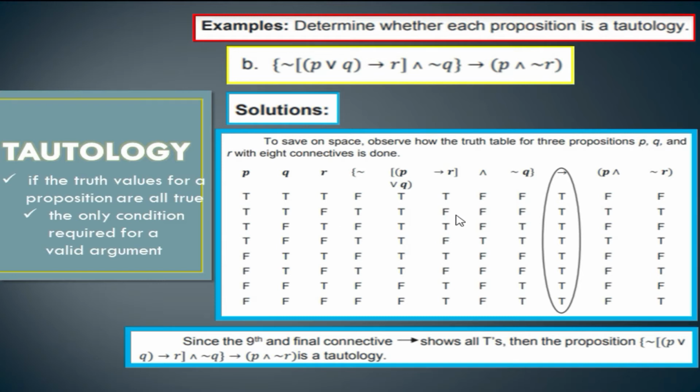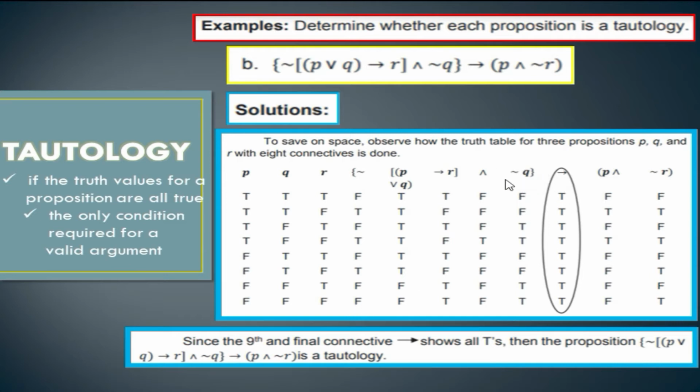So as you can see, in the second, fourth, and sixth row, the answer is F. In the fourth column, we need to get the negation of that in P or Q implies R. So, it is clear that the negation of T is F, F is T, T is F, and so on. After that, we need to interpret the answer in the negation to not Q.